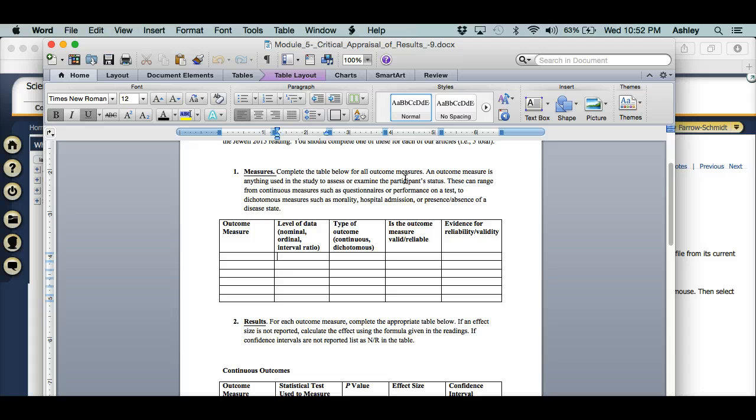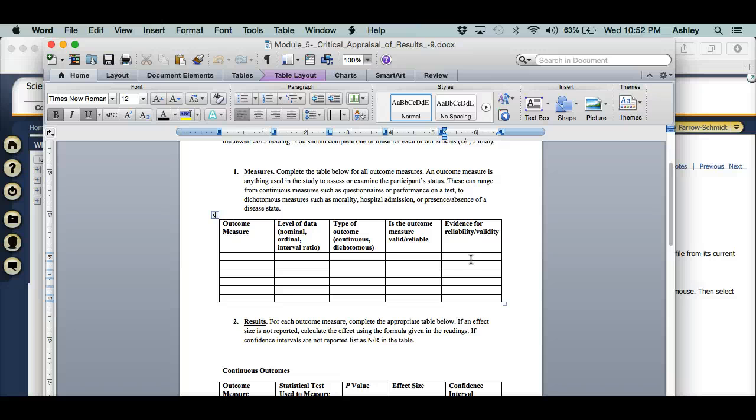So chapter 4, pages 50 and 51 talk a little bit more about the various levels of data and what you're looking at. Then you're going to talk about the type of data. Is it continuous? Is it dichotomous? And then, is the outcome measure valid or reliable? Because what we're looking at should be valid and reliable. And is there evidence for reliability and validity?